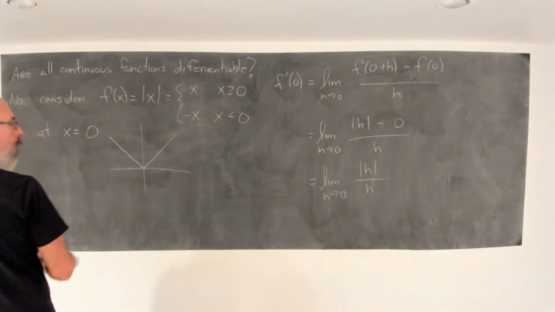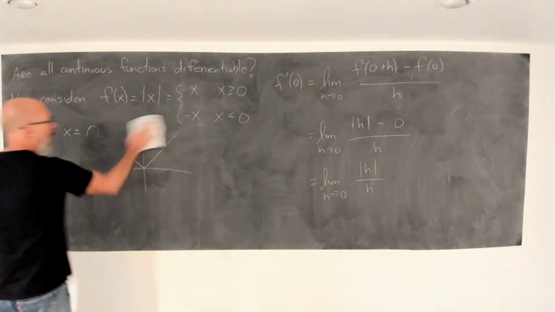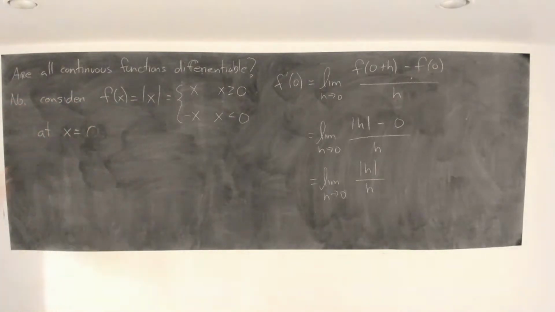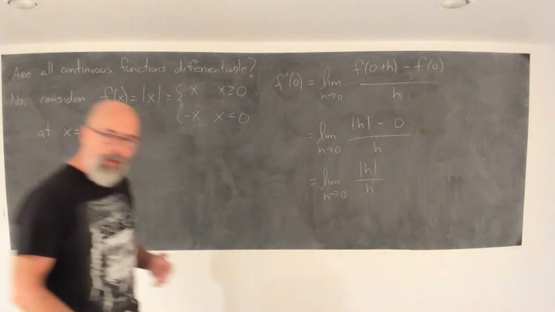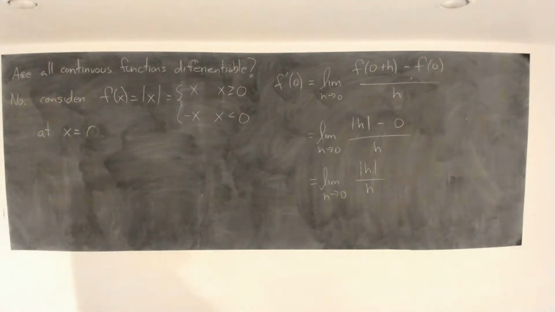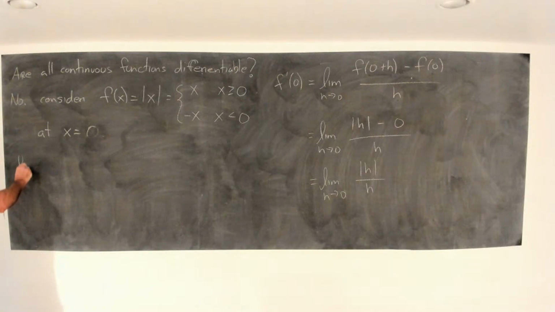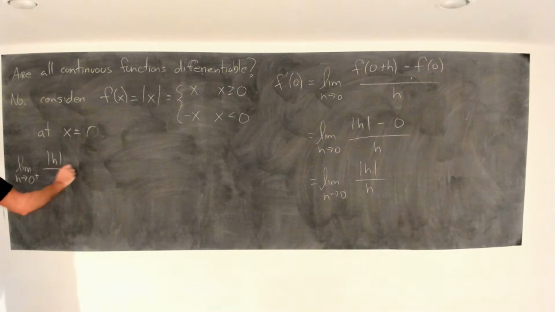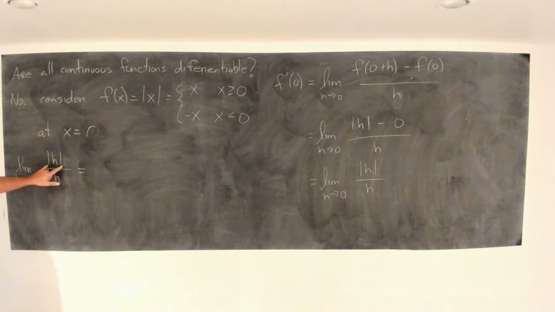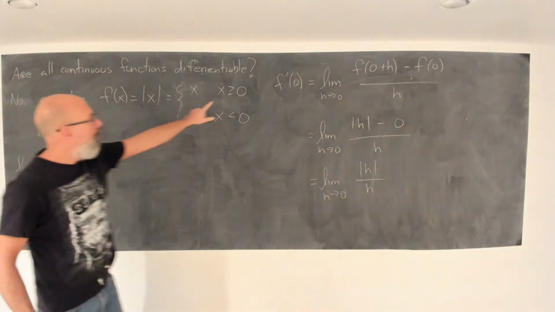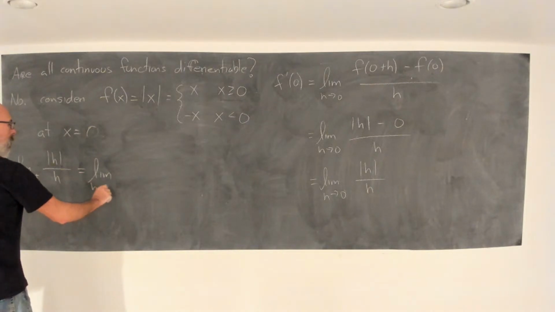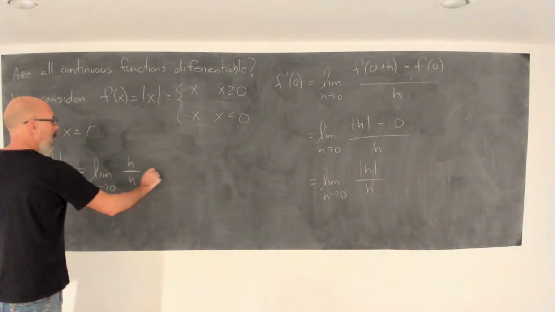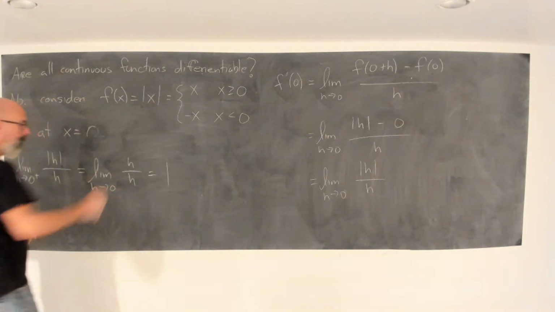You're going to evaluate this limit by considering the limit from the left and the limit from the right. So consider the limit from the right for values bigger than 0. Absolute value of h is just h. And that limit is 1.